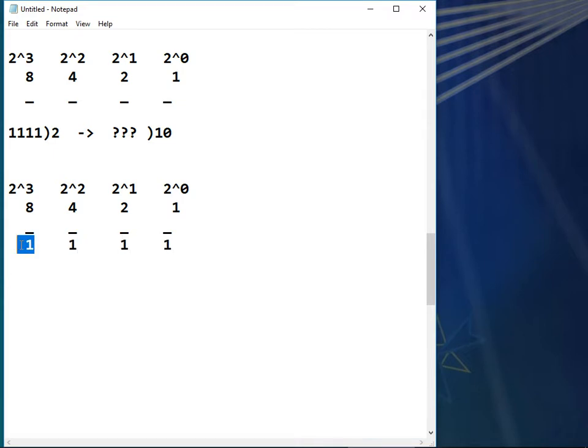What is this? This is 1 times 2 to the 3, or 8, right? Plus 1 times 2 to the squared. Plus 1 times 2 to the 1. Plus, and it gets tedious typing these 2 to the powers of, right? Plus 1 times 2 to the power of 0.